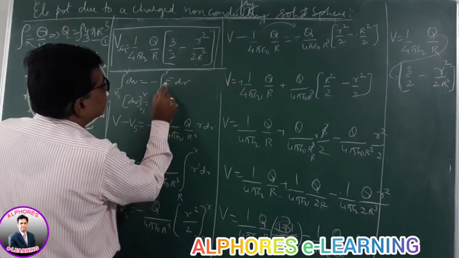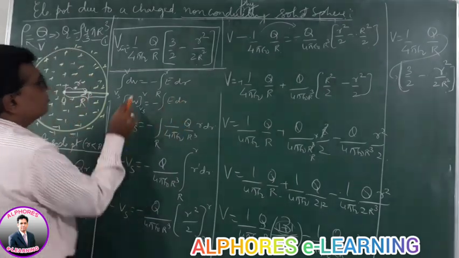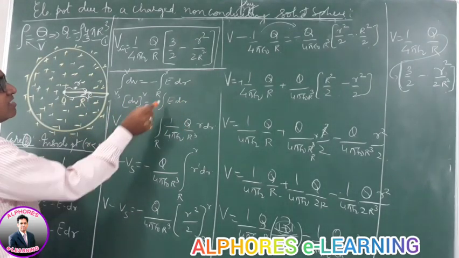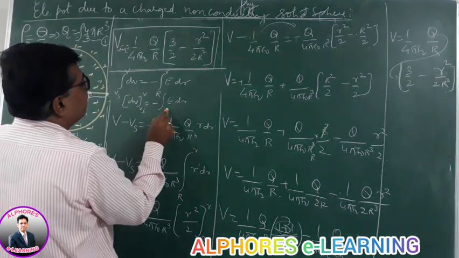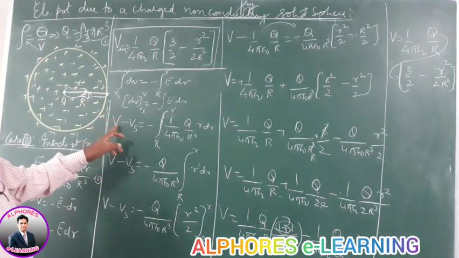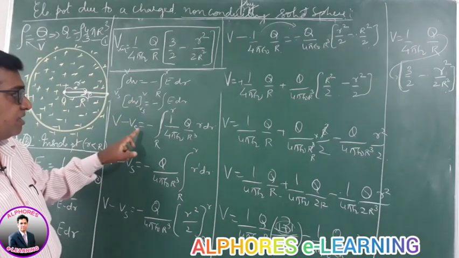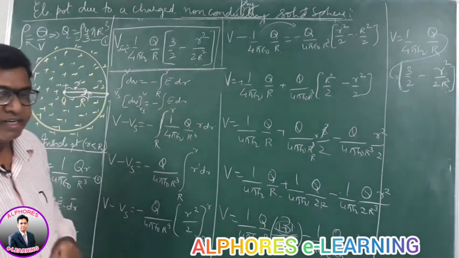E, I can write as electric field, E dr. So upper limit minus lower limit, minus electric field, 1 by 4 epsilon naught q small r by r cube dr, limit small r. So V minus Vs, upper limit minus lower limit, is minus 1 by 4 epsilon naught q by r cube into r dr.